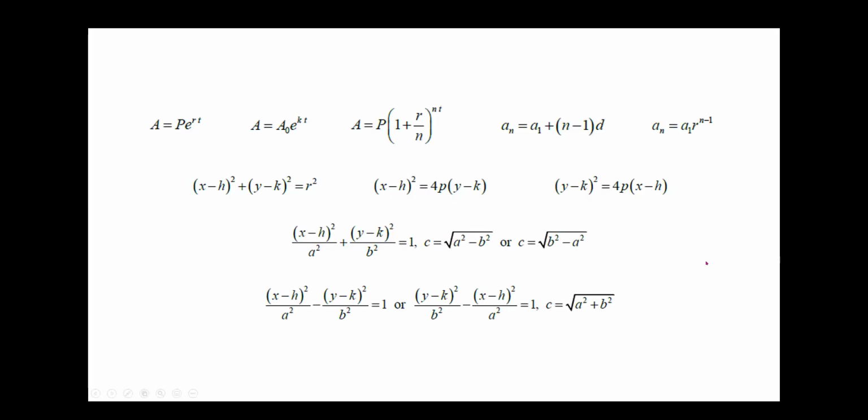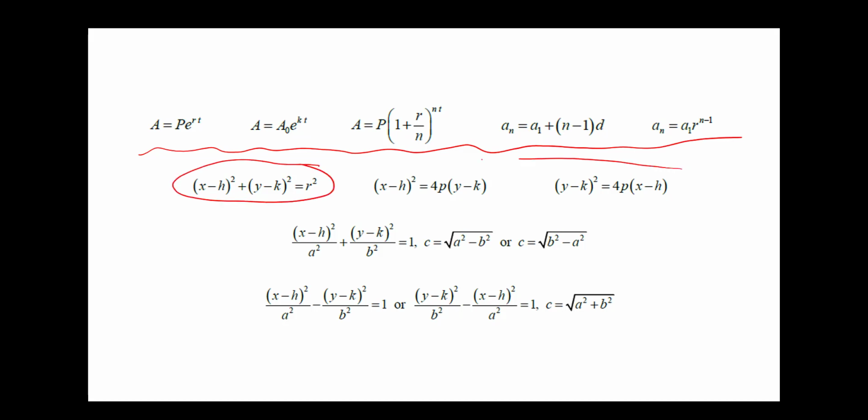The first thing I have here is some formulas, most of which will be used for Chapter 5. If you look at all these formulas below my wavy line here, these are all formulas for conic sections. The first being for a circle, the second two being equations of parabolas. If a parabola opens up or down, we use this first formula. If a parabola opens left or right, we use the second formula.